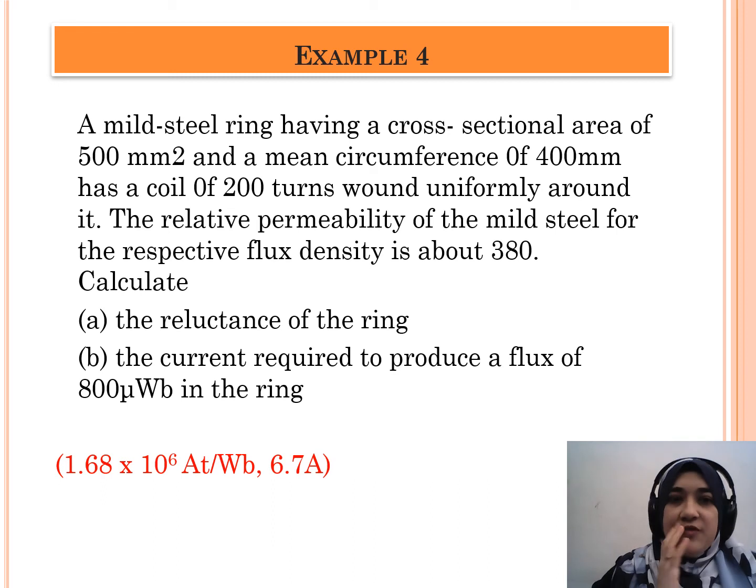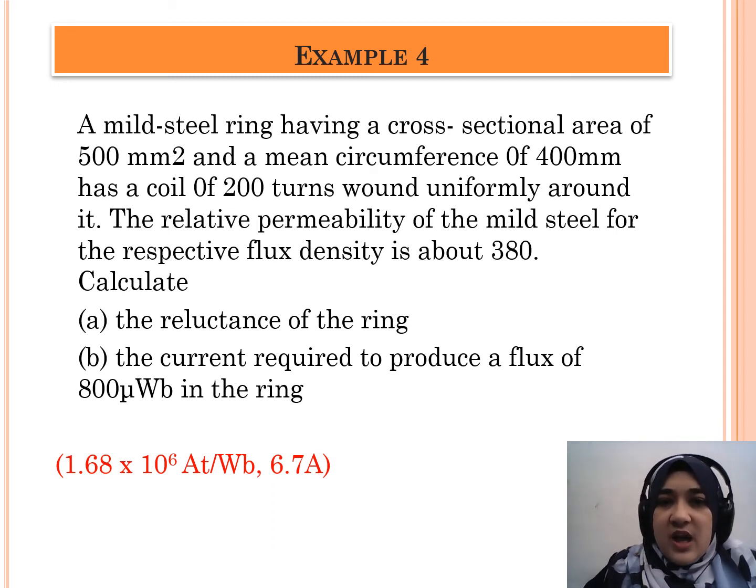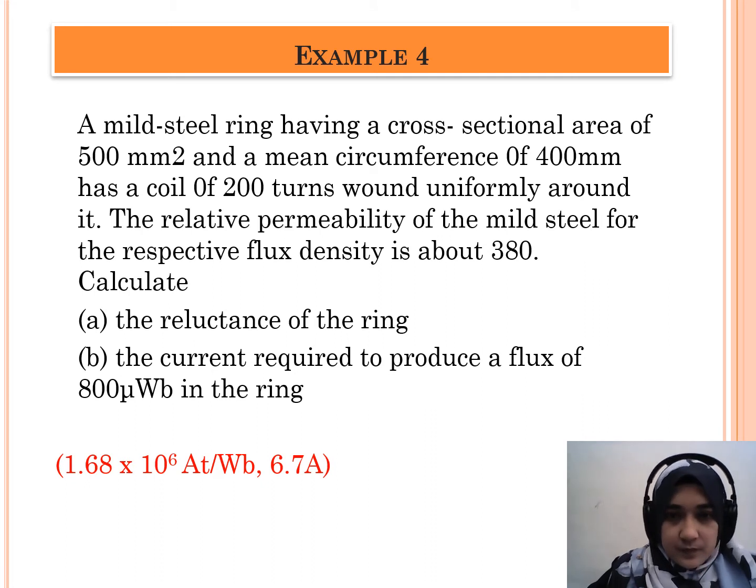Okay, example 4. A mild steel ring having a cross-sectional area of 500 mm squared and mean circumference of 400 mm has a coil of 200 turns wound uniformly around it. The relative permeability of mild steel for the respective flux density is about 380. Find the reluctance and the current required to produce a flux of 800 micro Weber in the ring. Then try to do it. Okay, I leave you to that.